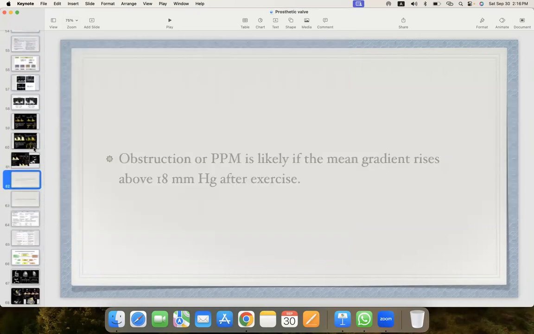Here, one thing to mention: in a patient who doesn't have a significant gradient but has symptoms, you can always do an exercise test. That will help you. If you see that there is an increase in the gradient, that indicates that the patient has symptoms secondary to obstruction, or it could be patient prosthesis mismatch. Both are going to have a high gradient above 18 with the exercise.